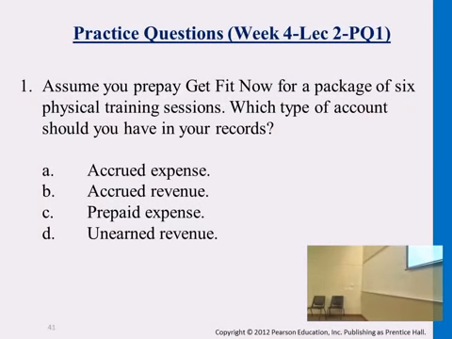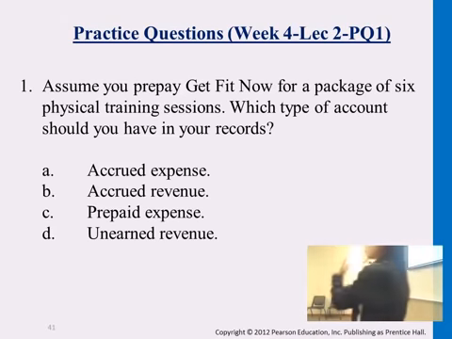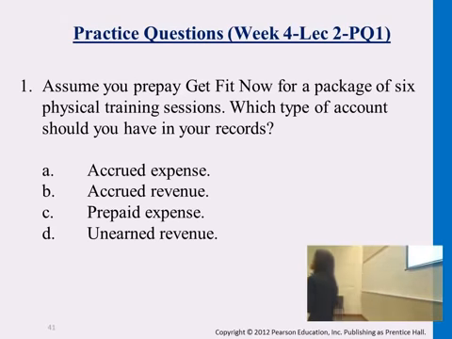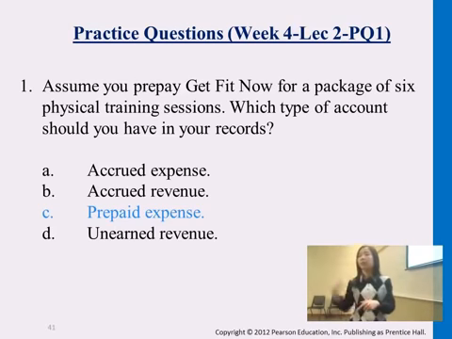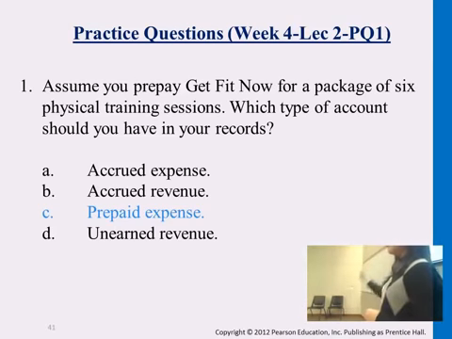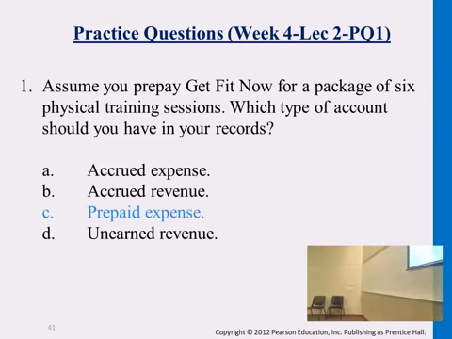If this company prepays your business for a package of six training sessions, which account is affected? I'm sorry, if your company prepays another company. In this case, you prepay something in cash in advance, so this will directly be prepaid expense. If your company is the party prepaying money to other people, then this is prepaid expense. If a customer prepays you in advance for a service, then it will be unearned revenue. So if you are the company prepaying others, it will be prepaid expense.